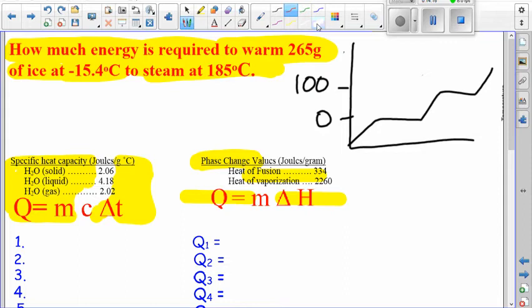Okay, so here's the situation. How much energy is required to warm 265 grams of ice at negative 15.4? So this is our starting point. We have that much ice at that temperature. And we want to warm it all the way up to steam at 185 degrees Celsius. So what I'm going to do on the graph is I'm going to find my starting point. I'm going to find my ending point. I'm going to trace how many Q's I need to calculate. So I'm starting at negative 15.4 degrees Celsius. Where would that be on this graph? Which section?